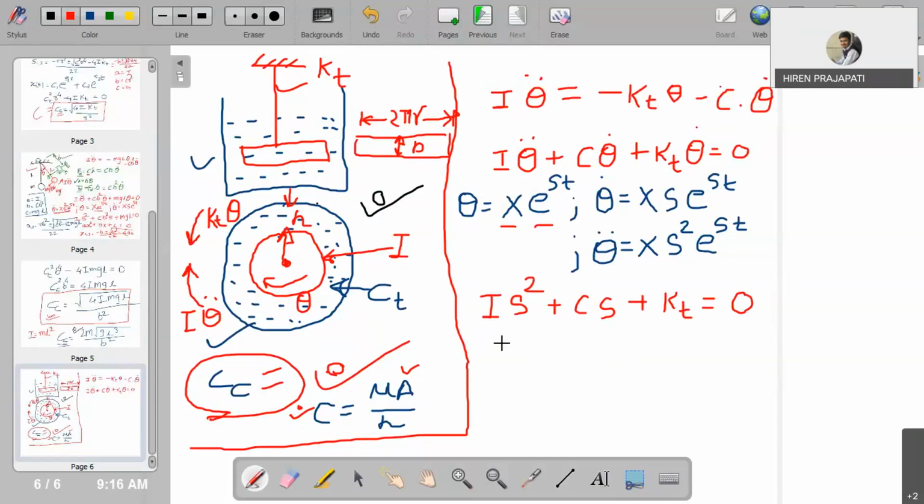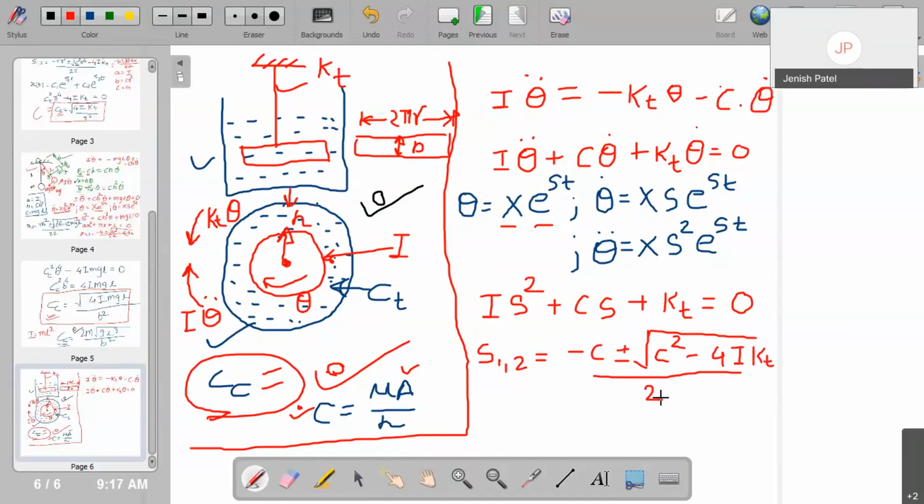Now will you please tell me what would be our next step then? This is the quadratic equation of s. Then what are the roots of s? We'll get two roots, right? Yes. s1, s2 is equal to minus c plus or minus square root of c square minus 4 I kt, right? And this is divided by 2 times I, right?